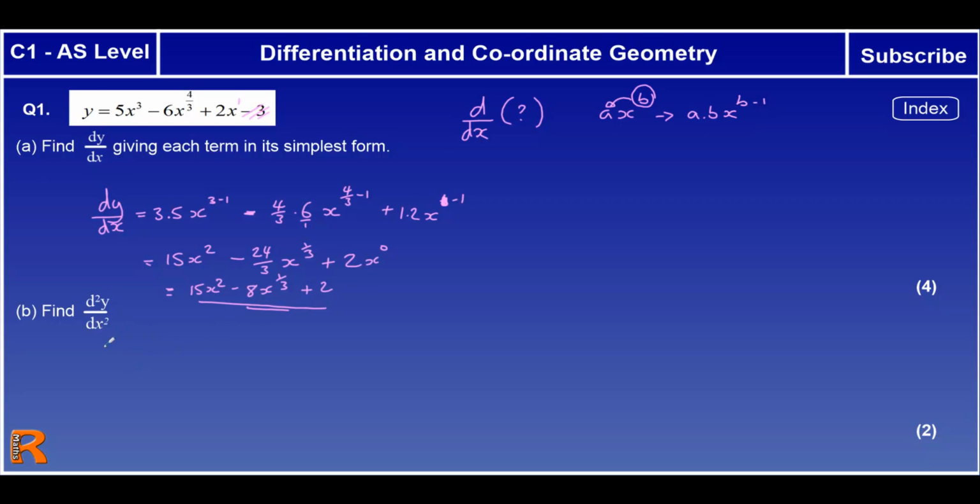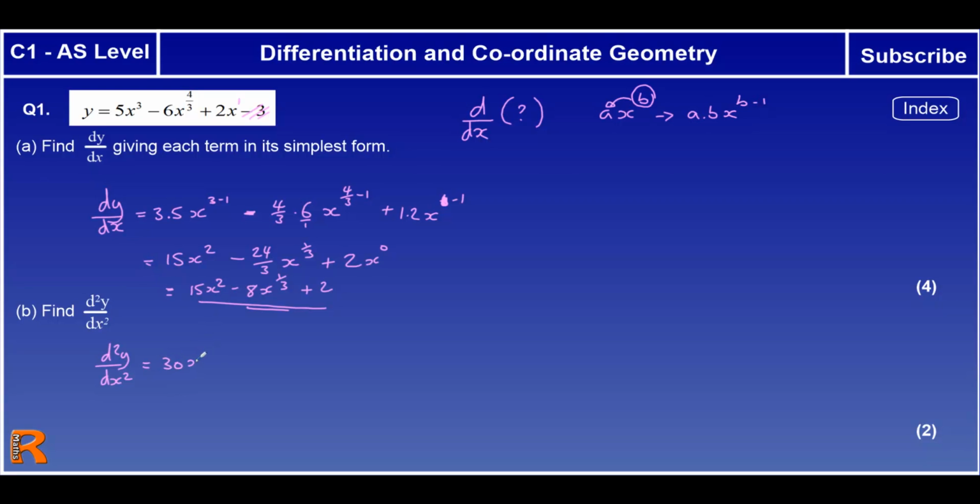Now d2y by dx squared is just the second differential, so we differentiated once to get this function, this polynomial, and then we're just going to do it again. So d2y by dx squared. So going to be a little bit quicker this time. So this first term, we take the 2 times by the 15 to make 30.